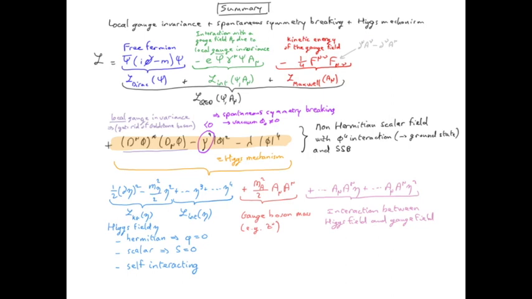So we started with the Dirac Lagrangian for a free fermion, but we showed that this Lagrangian was not local gauge invariant. So in order to restore local gauge invariance, we had to change the covariant derivative into a gauge covariant derivative, and in doing so that introduces an interaction with a gauge field, A mu, which is a QED interaction Lagrangian.